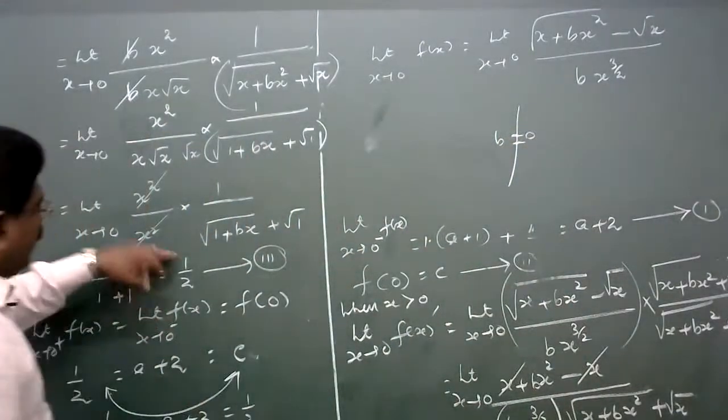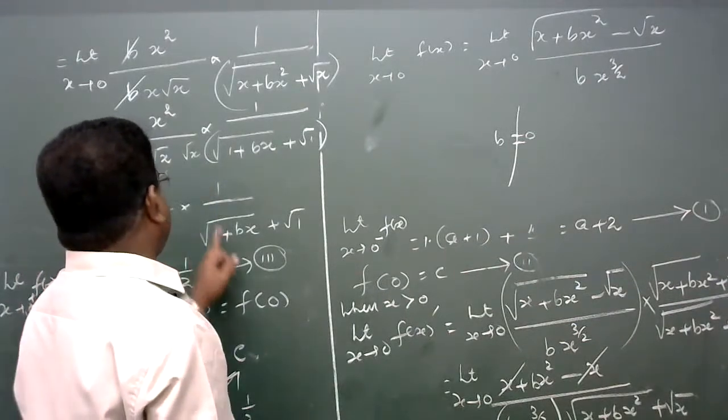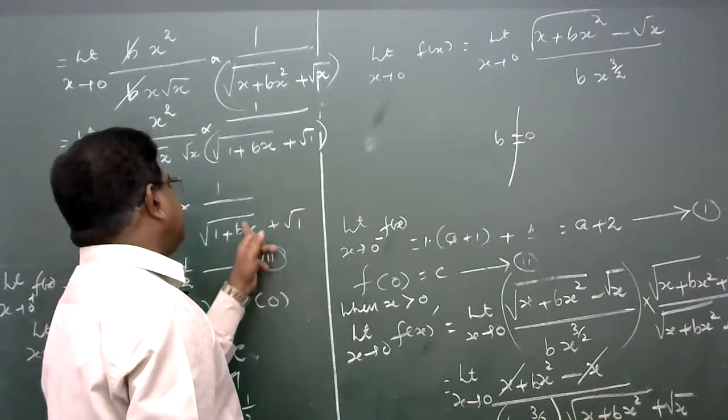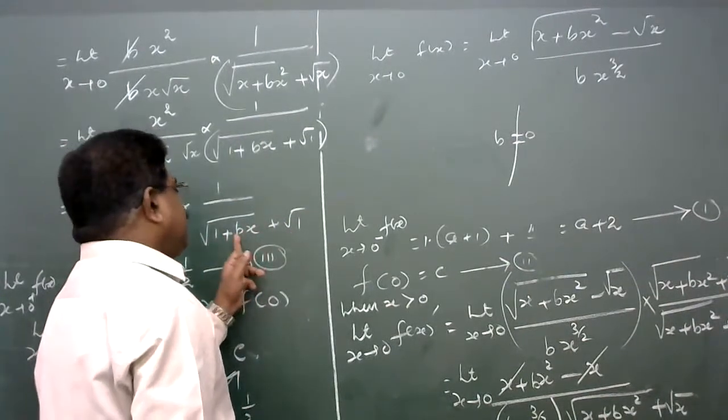Let us come here, the problem we solved. Here 1 upon root of 1 plus bx plus root of 1. So here x is equal to 0, root 1 plus 1. Yeah, b is equal to 0, it's okay.